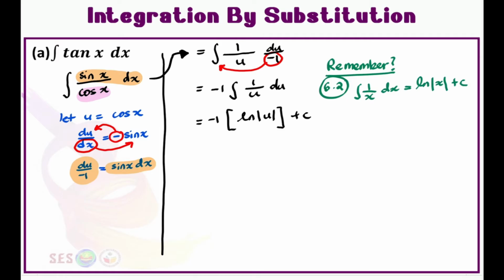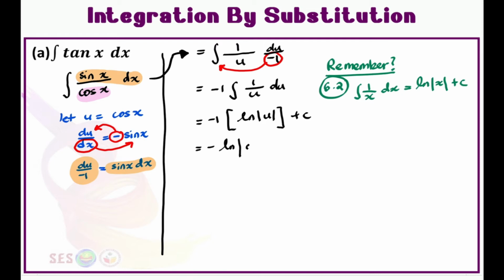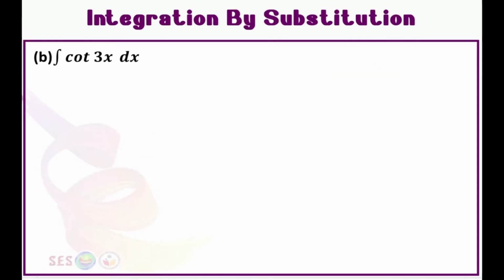So substituting back, what is u? We will get negative ln, don't forget the modulus, it is compulsory, wajib, of cos x plus c. And we are done. So move to next question.